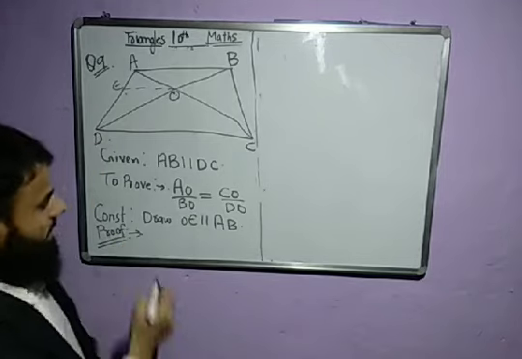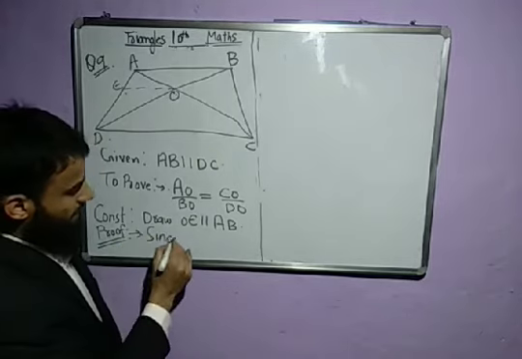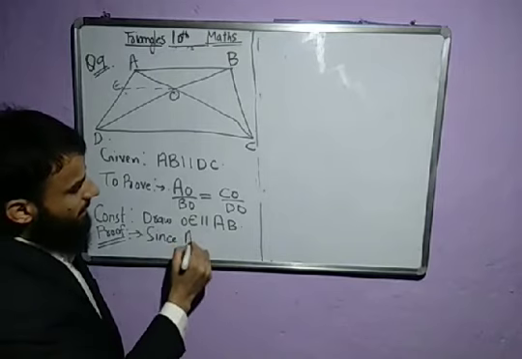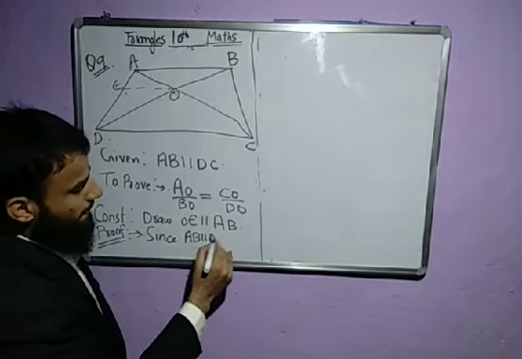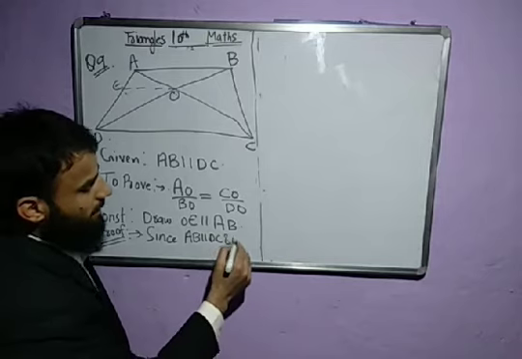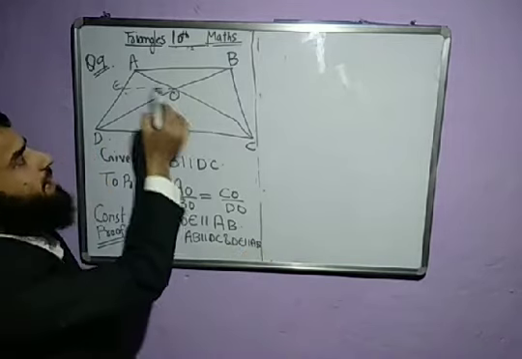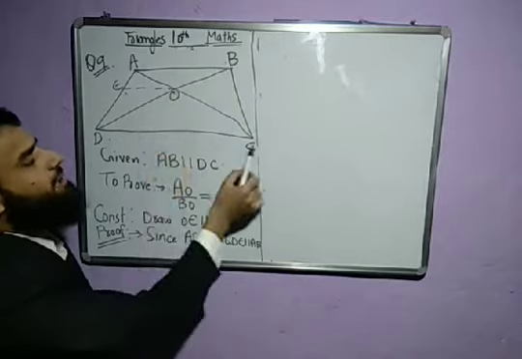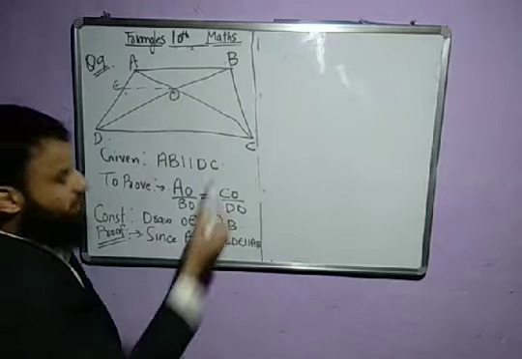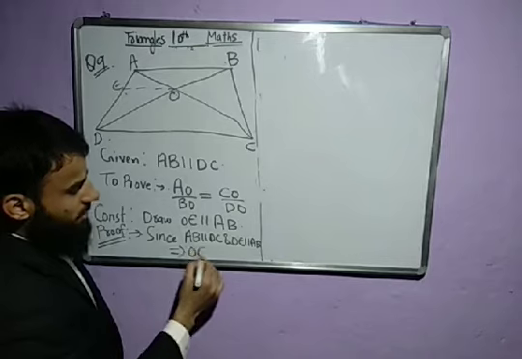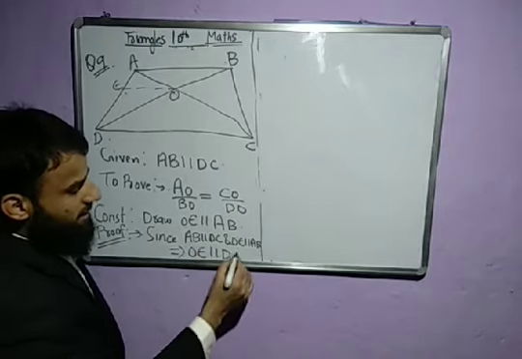Okay. Since it is given that AB is parallel to DC, and OE is parallel to AB, that means OE is parallel to AB and AB is parallel to DC. It means OE is also parallel to DC.